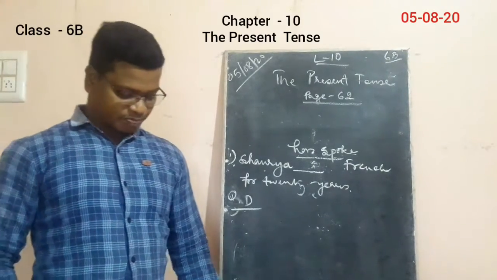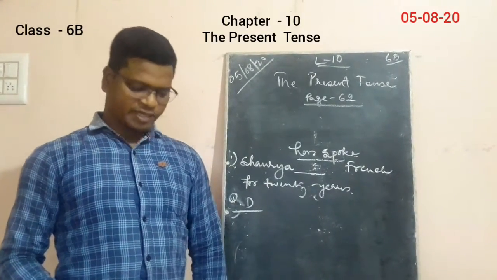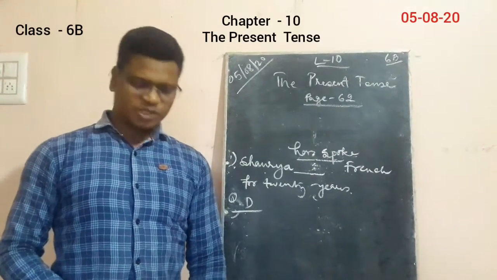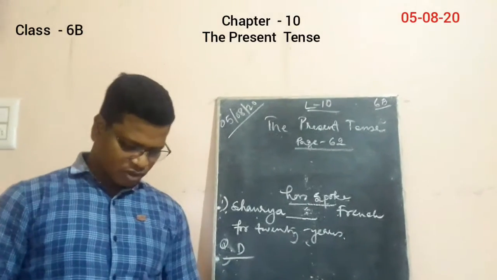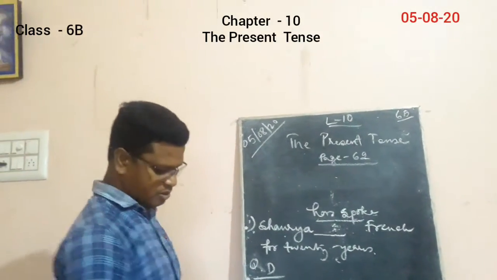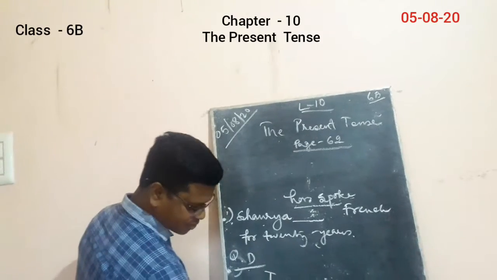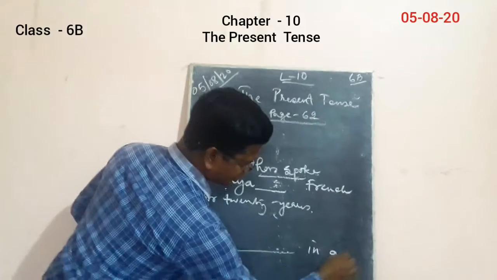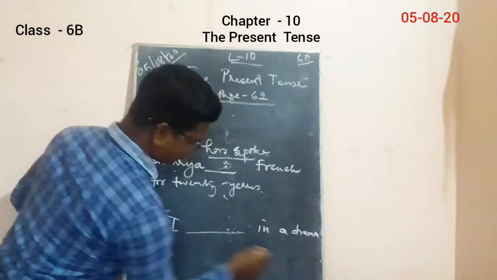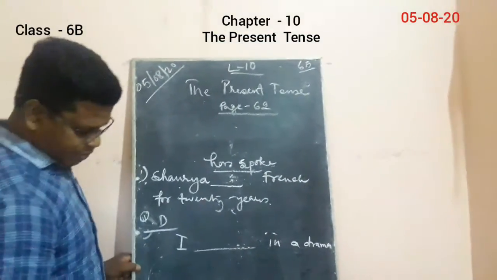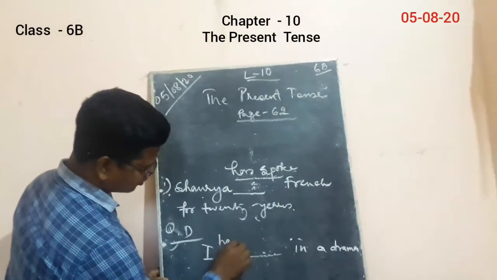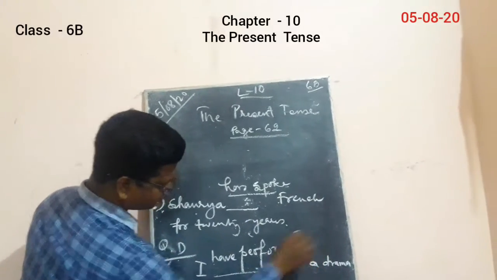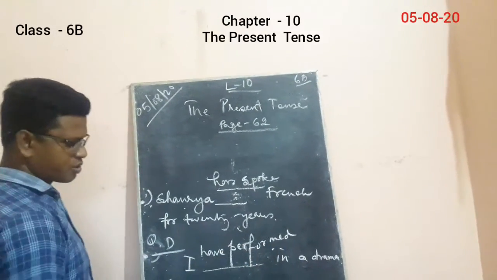Complete this passage with the present perfect forms of the verbs in the brackets. So we need to remember that these blanks are to be completed by filling up the present perfect forms of the verbs. Like the first one, I, then we have in a drama. So what is the main verb over here? Perform. So I have performed in a drama.